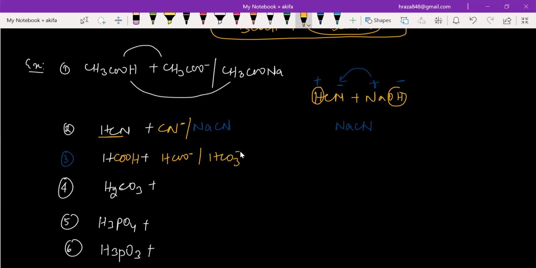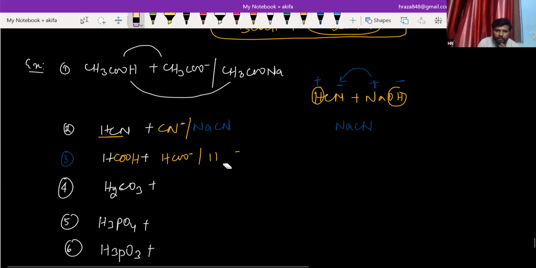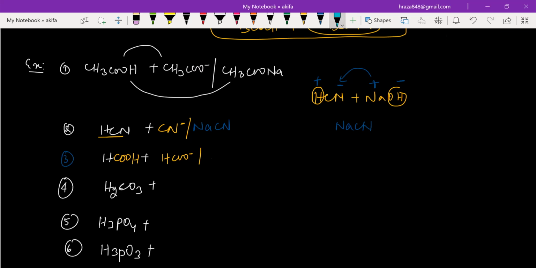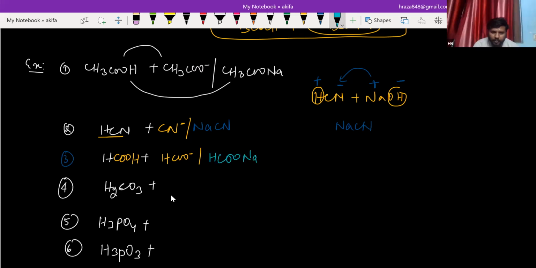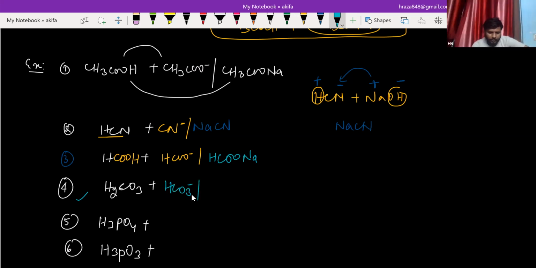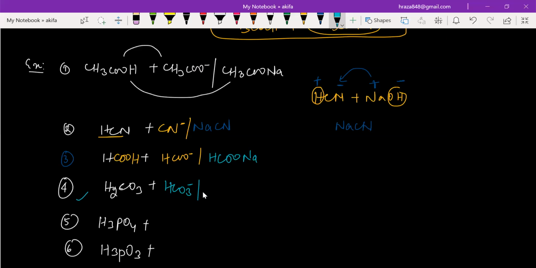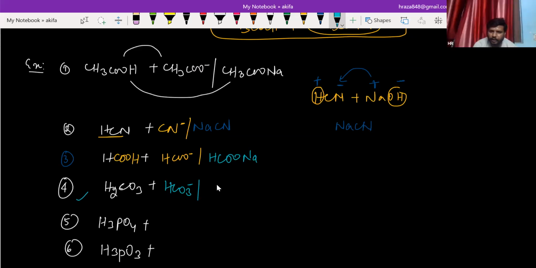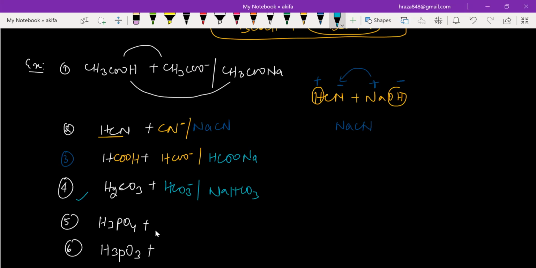What will be the salt of HCOOH with a strong base? HCOONa. Very good. What about H2CO3? HCO3 minus. Very good. What about the salt? NaHCO3, which is sodium hydrogen carbonate. Right? Yes. Okay.